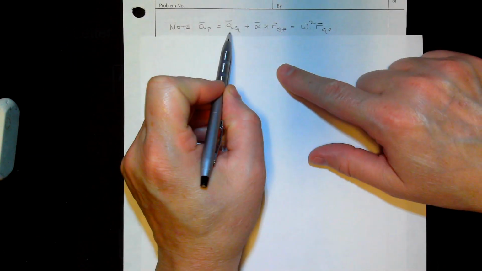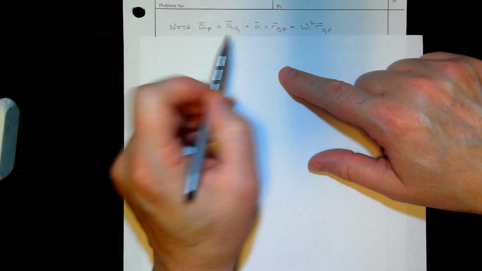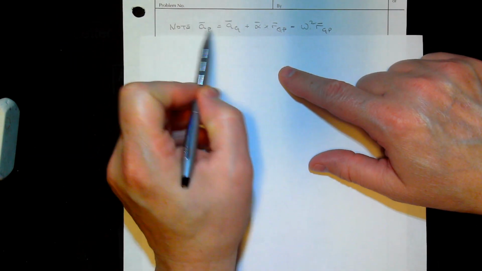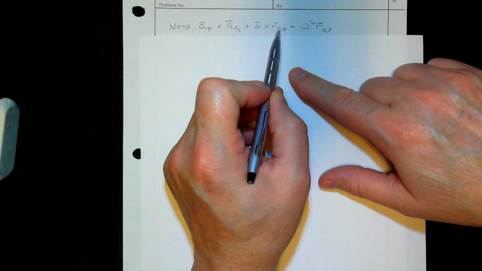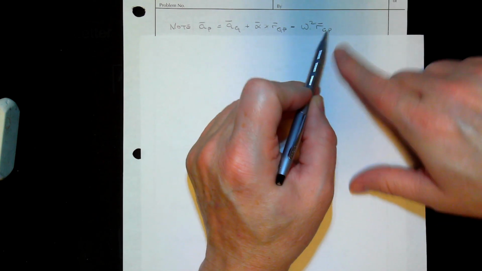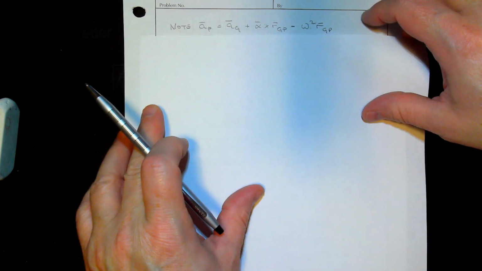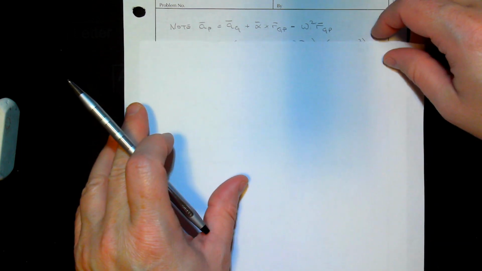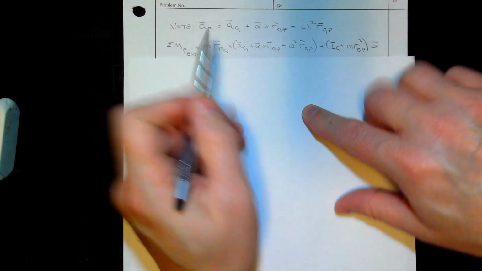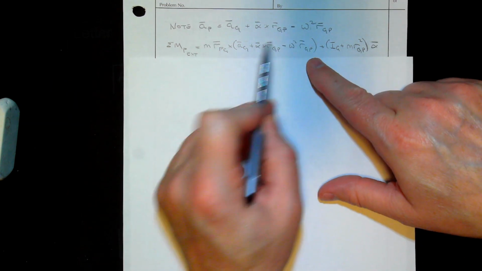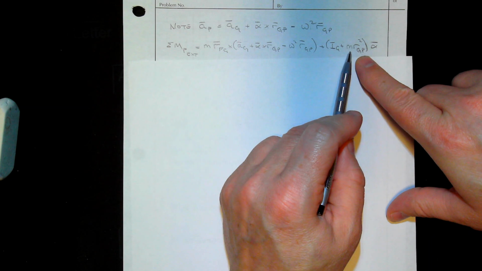And we can express that relative to G. AP is AG plus alpha cross R going from G to P minus omega squared R going from G to P. Again, this is what we were just doing in the last chapter. All right, so we can substitute that in, and we're going to do something else. All right, so we're substituting this piece in for AP, and notice what we did here.